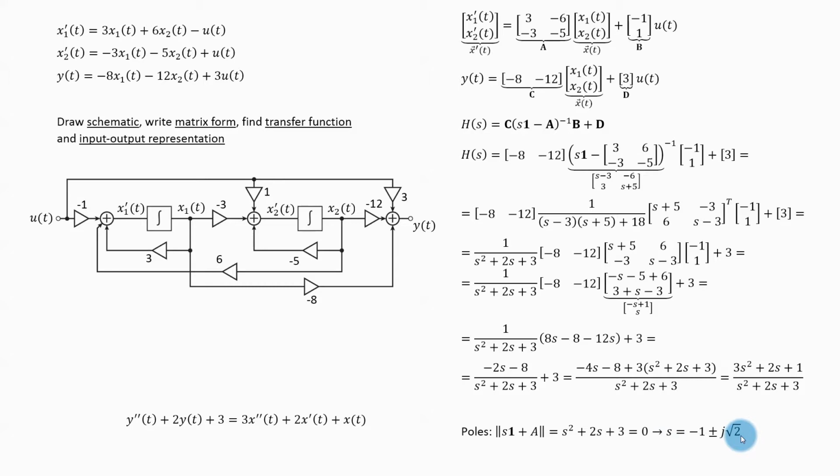So in this case, the system seems to be stable because the poles of the transfer function have negative real part, and the system seems to be underdamped because those poles are complex.